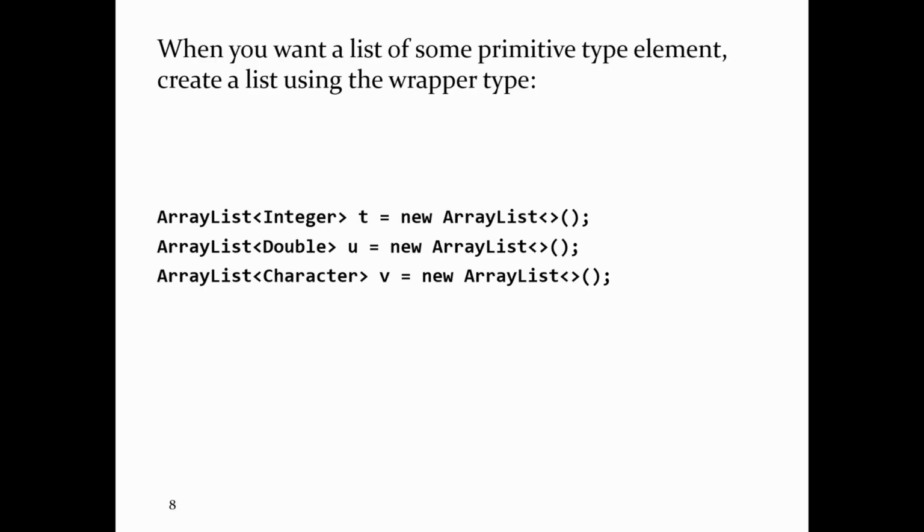So if you want an ArrayList of int, make an ArrayList of Integer. If you want an ArrayList of double, make an ArrayList of capital D Double. If you want an ArrayList of char, make an ArrayList of capital C Character instead.